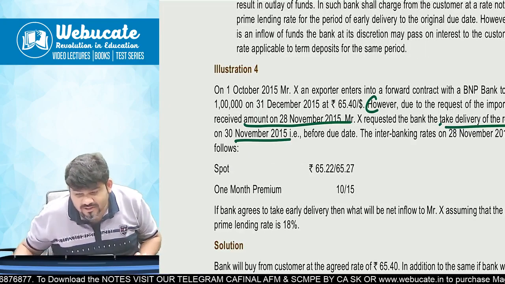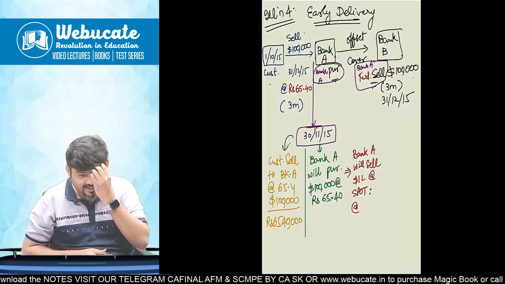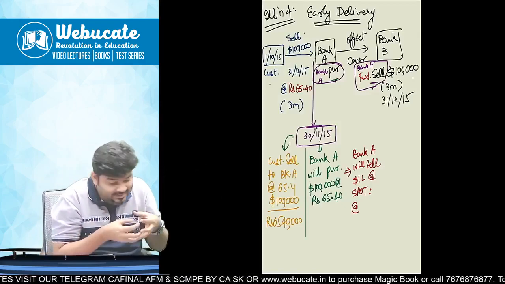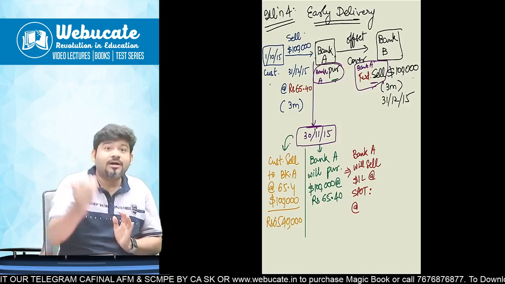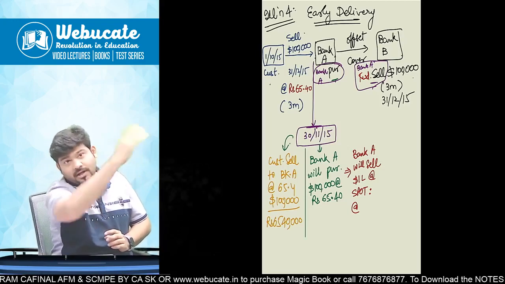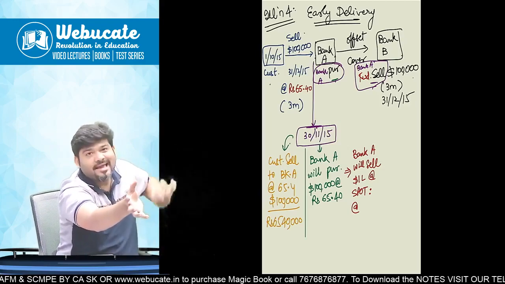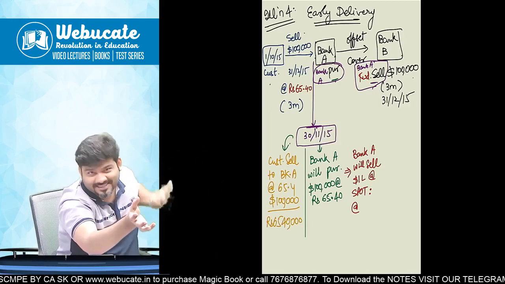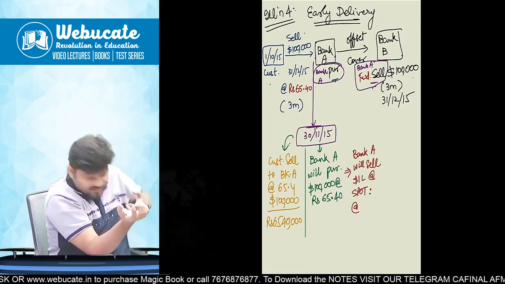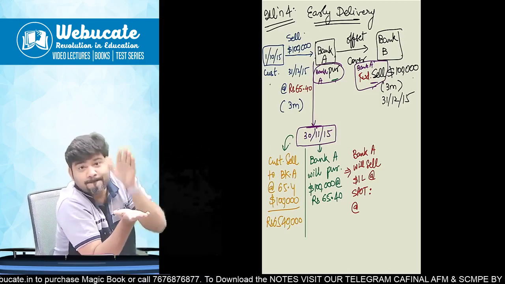Which one to take? So again, think logically. I taught you all everything, no? How to think logically. So Bank A is selling. The other interbank, think from the point of view of the bank. So that other bank is the real bank here. Now this Bank A has become like the customer. The other bank is the real bank. So this Bank A is selling. The other bank is buying.